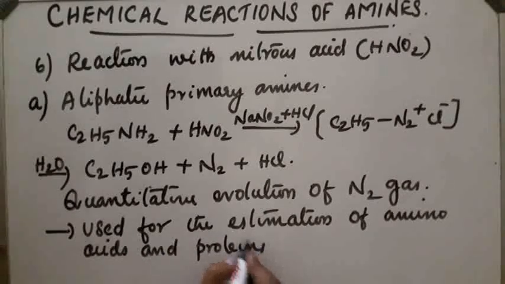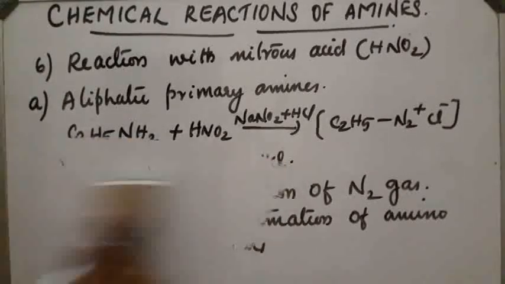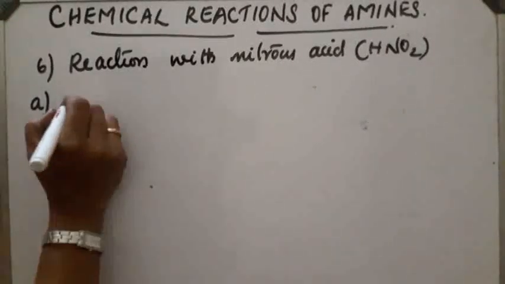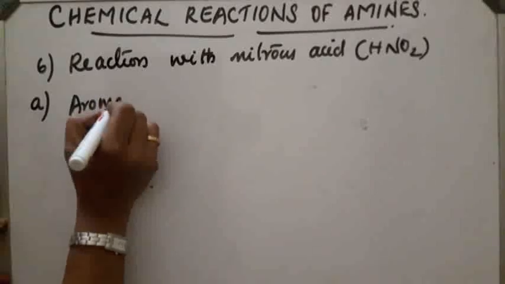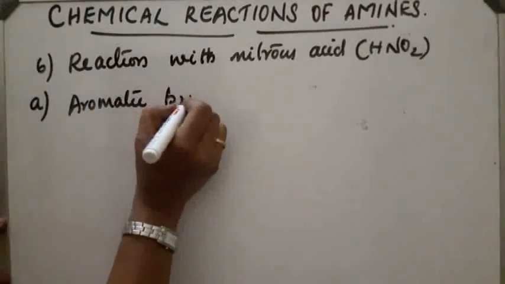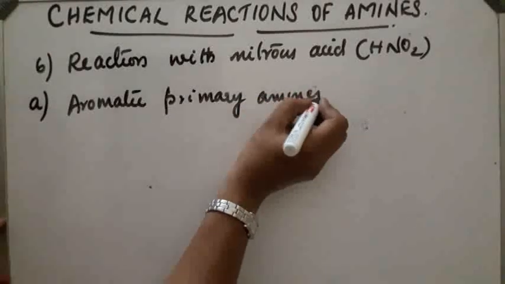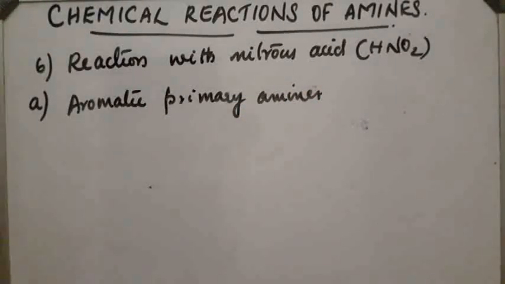Okay, this is in the case of aliphatic primary amines. Next, aromatic primary amines. They will react in a different manner. Here, the aromatic primary amines react with HNO2, nitrous acid, and form diazonium salt, which is an important product for the preparation of a variety of aromatic compounds.